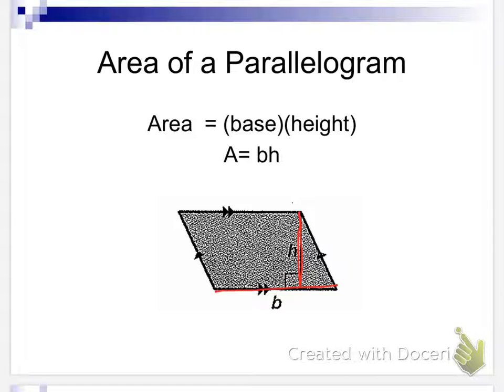So parallelograms have both pairs of opposite sides congruent. Both pairs of opposite sides are parallel. And then it has all the other features that we talked about. Opposite angles congruent, consecutive angles supplementary, diagonals bisect each other.